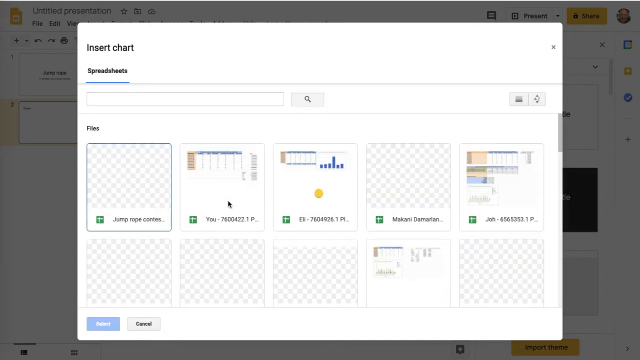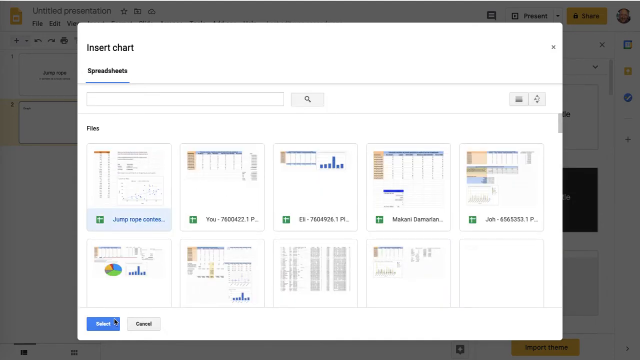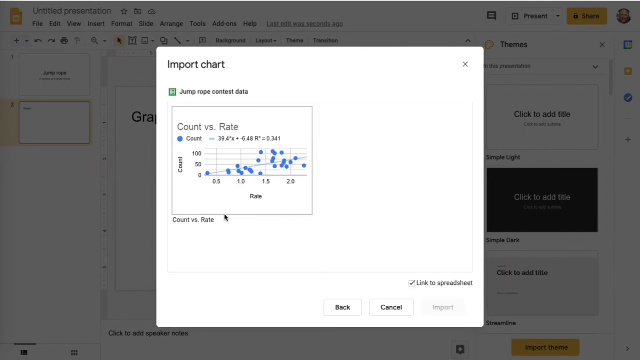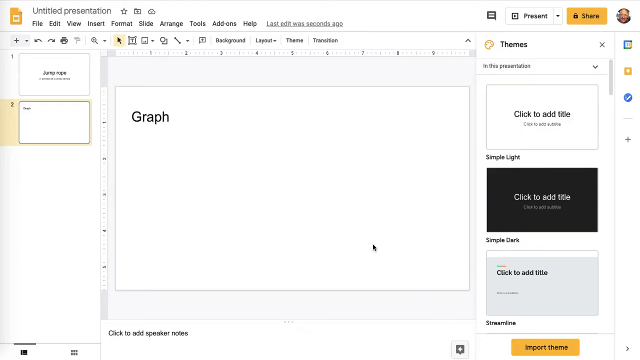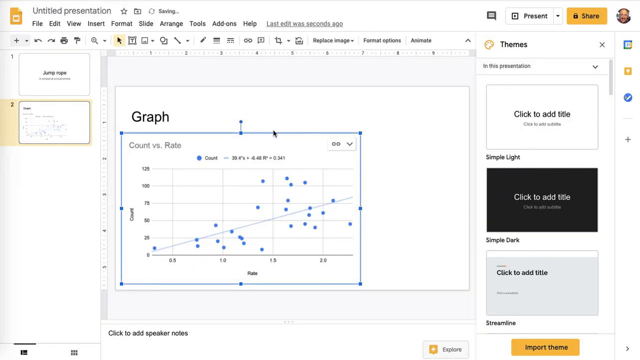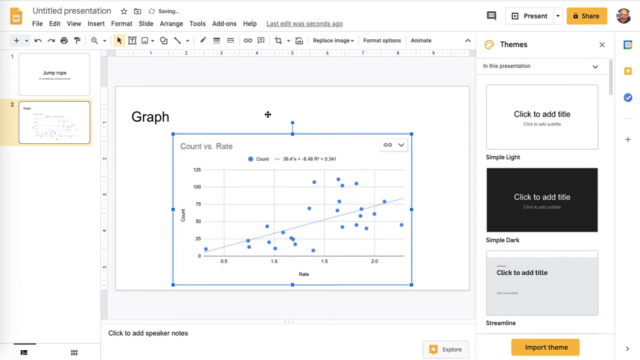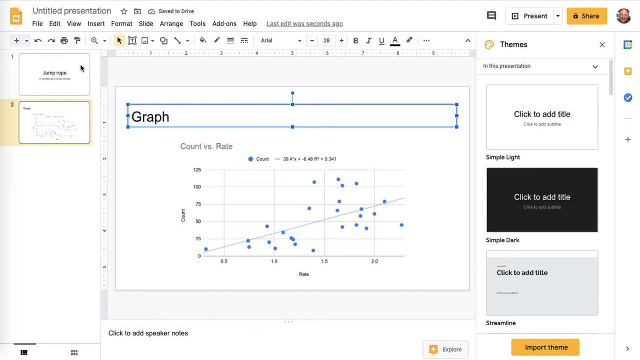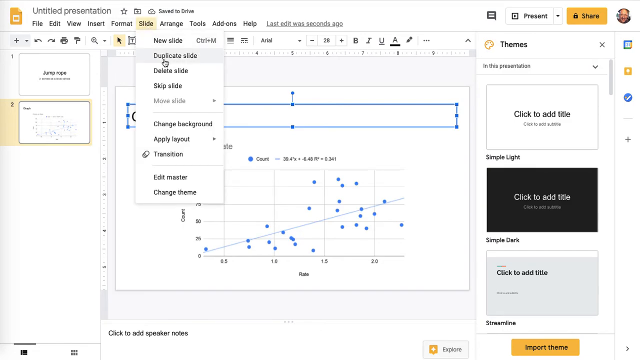Spreadsheets. All right, I got a jump rope contest here. I'll select the jump rope contest. There's only one chart in that spreadsheet, so I'm going to go ahead and import it. I'll leave it linked to the spreadsheet. That way, if I edit in the spreadsheet, the change will be reflected here. But that's how I get a chart into slides. Just that easy. Now, I like that slide, so I'll probably just duplicate that slide.